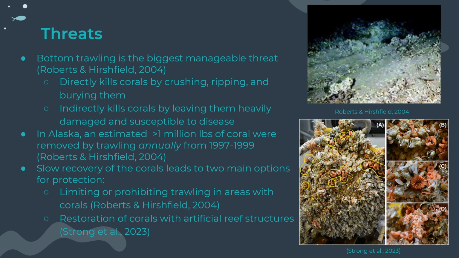The first is to limit or entirely prohibit trawling in areas where the cold water corals are found. The second is to start restoration projects similar to those that are done for warm water corals, where artificial reef structures are introduced in these areas to assist in larval settlement and growth.